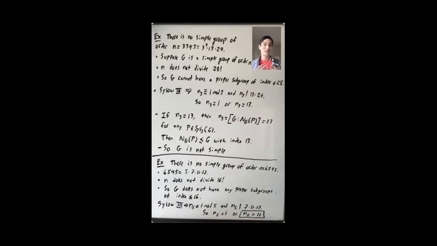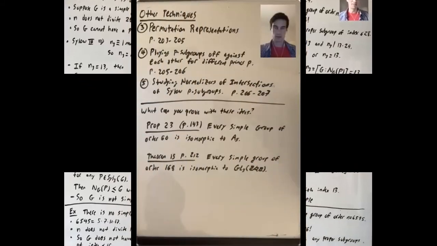I think in general, it's the second easiest technique to apply to show that there's no simple group of given order. So I'll pause and erase, and then I'll say just a little bit about what else is out there.